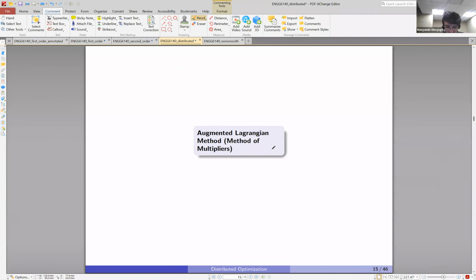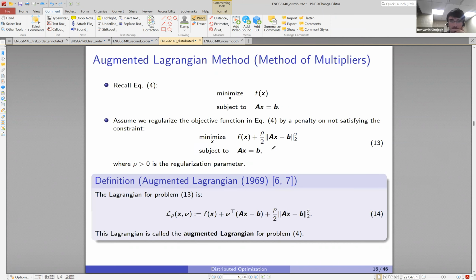Now let's talk about the augmented Lagrangian method of multipliers. What is that? Recall equation 4. That was the optimization problem that we were working on, right? Assume we regularize the objective function in this equation by a penalty on not satisfying the constraint. Do you remember? Now let's have a soft penalty. So I'm adding this. This is not a hard penalty. If it was an indicator function, that would be a hard penalty.